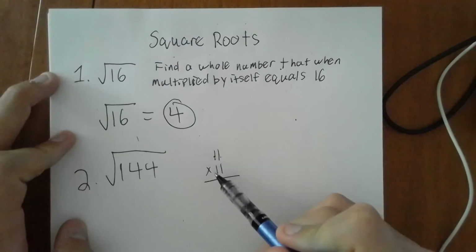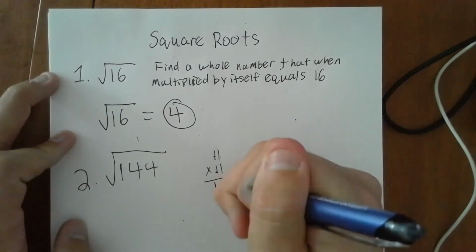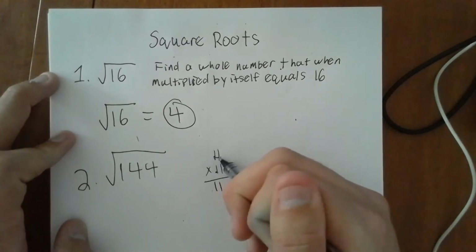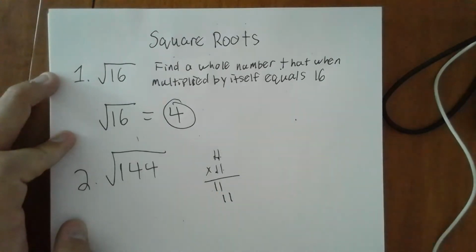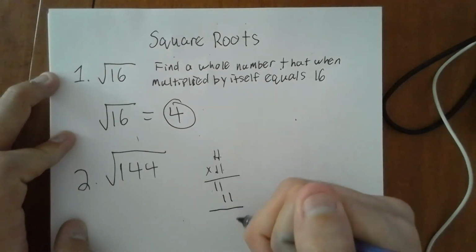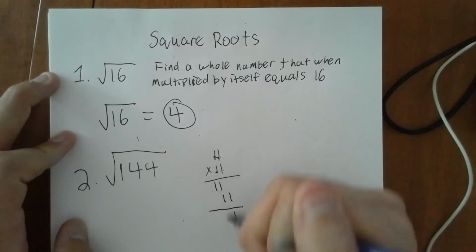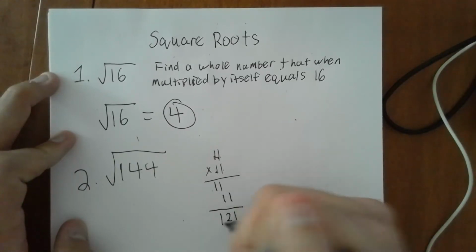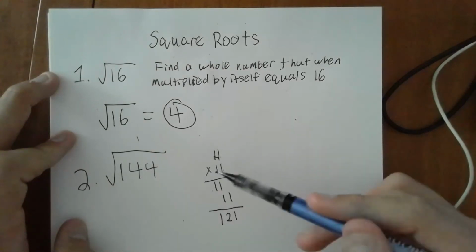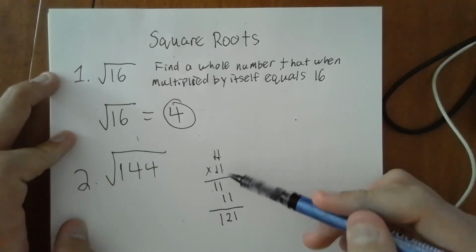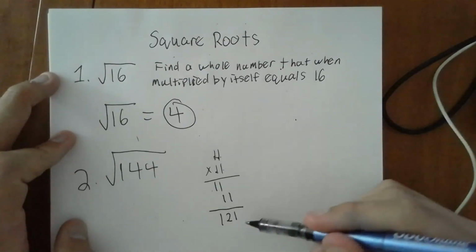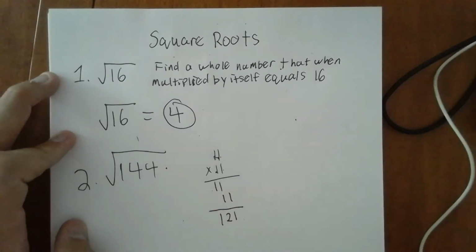So I do 11 times 1. That gives me 11. Then I do 11 times 10, which gives me 11 again, but I have to put it in the proper place. Add down, so this 1 comes down, 1 plus 1 is 2, bring this 1 down, 121. So the square root of 144 can't be 11, because 11 times 11 doesn't equal 144, it equals 121. So I have to keep going up, because 121 isn't quite at 144 yet.